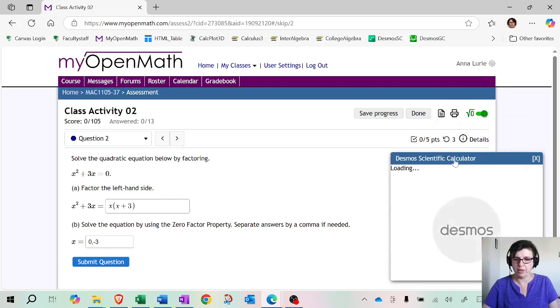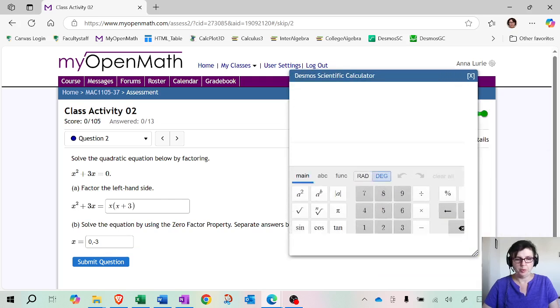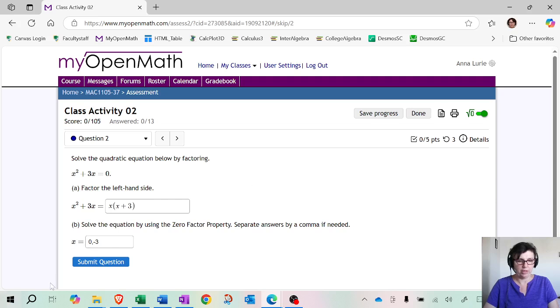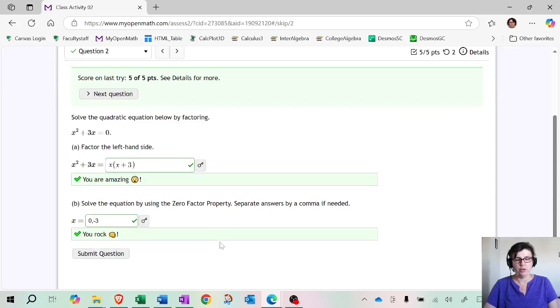So if I just open a calculator and I want to plug in 0 into the left-hand side. So 0 squared plus 3 multiplied by 0, well, that's 0, okay? And then I'm also going to plug in negative 3. But whenever we're plugging in a negative number, be sure to put it in parentheses. So instead of x, I'm plugging in negative 3. Okay, and I got 0 both times, which means that I got this right. And I know that for sure.